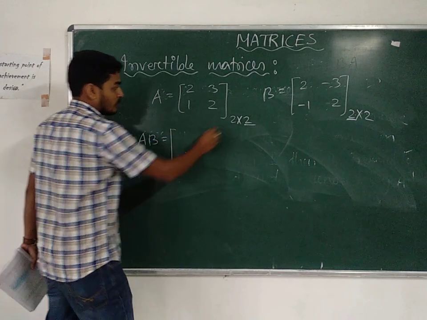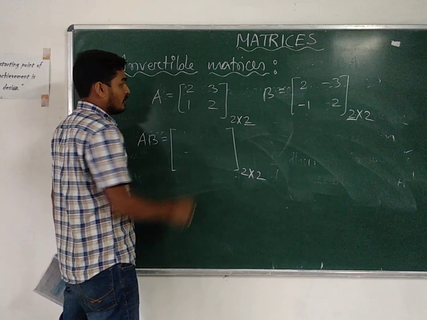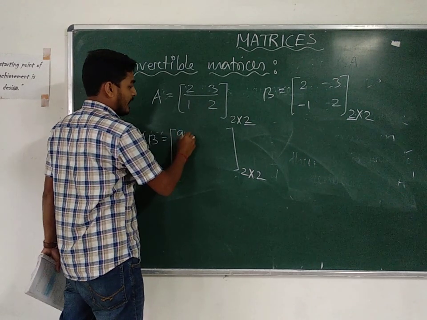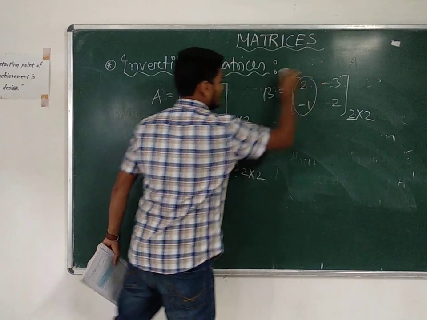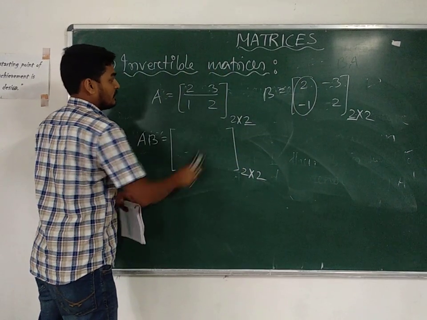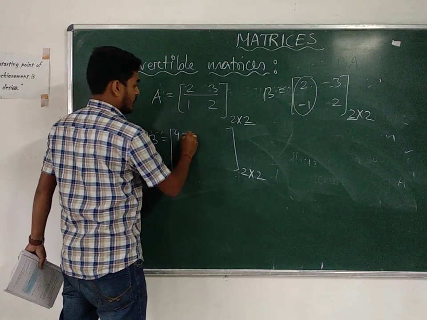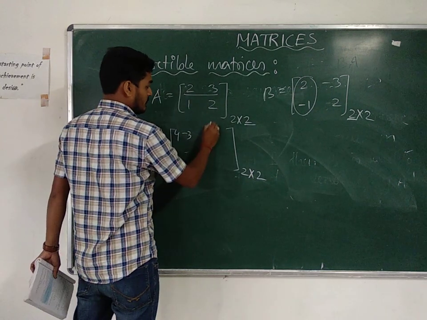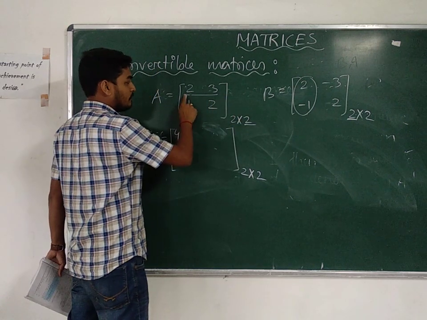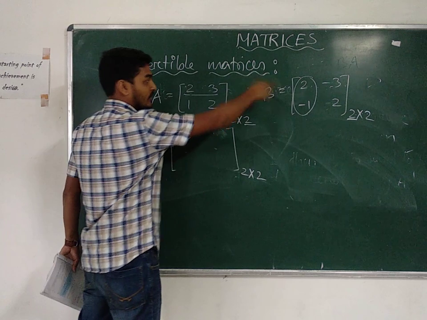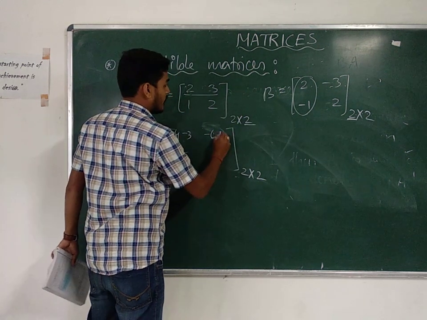So what will be the order of the new matrix? It will be 2 by 2. Just try to multiply. What is the first element? It is position 11, that means first row, first column: 2 times 2 is 4, minus 3. Then the first row, second column: 2 times minus 3 will be minus 6, plus 6.